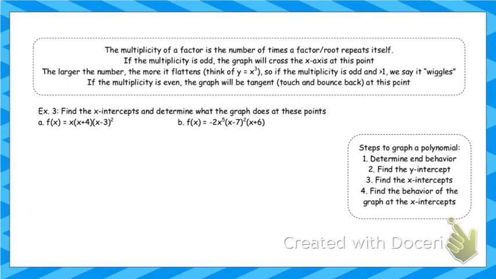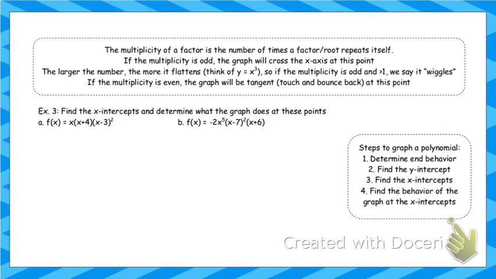So depending on the exponent of the factor, your graph can do a couple different things. The exponent of a factor is called the multiplicity. That's just the number of times a factor or root repeats itself. So the multiplicity helps us determine what your graph does at that point. If the multiplicity is odd, your graph is going to cross the x-axis at that point. Now, how it crosses is going to be different based on what that number is. The bigger the number, the flatter it's going to get as it goes to that point.